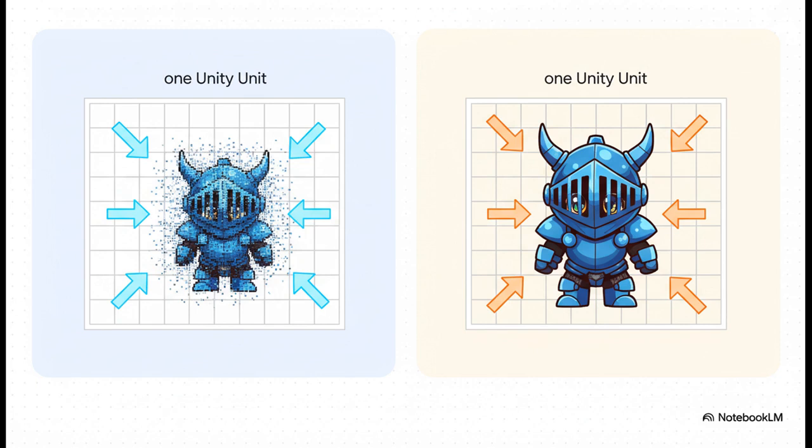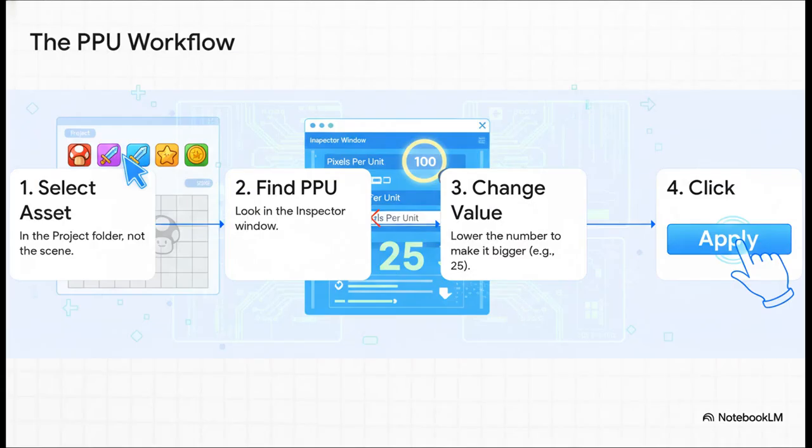But if you set a low PPU, like 25, you're saying only use 25 pixels to fill up that entire 1 meter box. To stretch just 25 pixels across a whole meter, each individual pixel has to be drawn huge, and that, of course, makes the whole object look much, much bigger. Make sense? So let's do it for real.